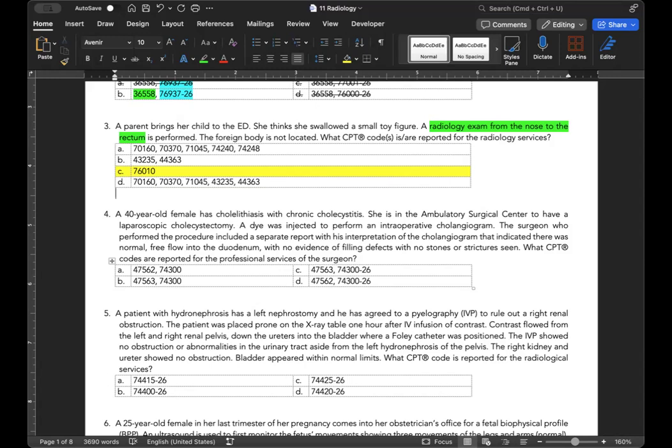So how do you guys want to start this one out? We want to look at the radiology code, even though it's the same code, right? So even though we have the 74300, depending on the code description, we're either going to need a 26 or we're not going to need a 26. So let's go look at the 74300.